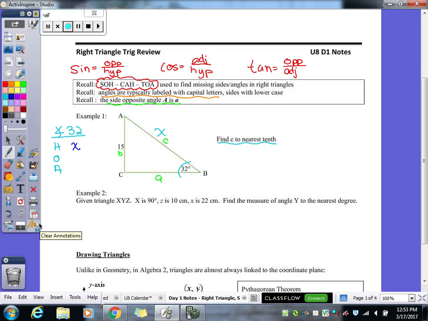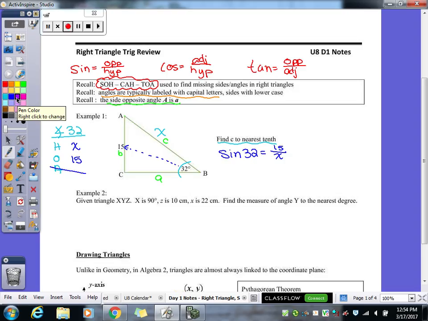Do we know the side opposite of angle 32? Yep. 15. Do we know our adjacent side? No, there's nothing written on our adjacent side. So then, that helps us narrow down which trig function we're going to use. Which one uses opposite and hypotenuse? Sine. So sine of 32, it's always sine with your angle measure. Opposite side, which is 15, over my hypotenuse, which is x.